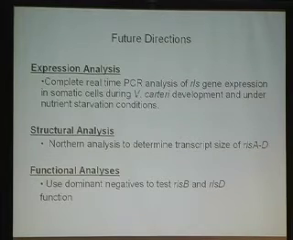So the future directions of my research, as I said, I'd like to complete the real-time PCR analysis of RLS gene expression. I need to include data from the parental somatic cells. I'd like to finish my structural analysis of these genes and use northern blots to determine the transcript size. And finally, I'd like to knock down RLSD and RLSB and then look at the effect on the development of Volvox to start making some guesses as to their specific functions in Volvox development.